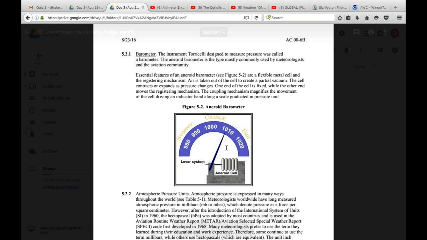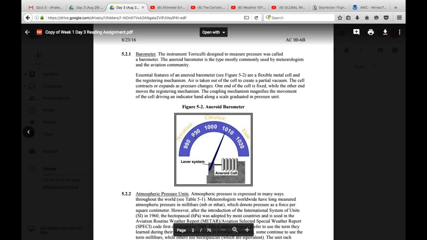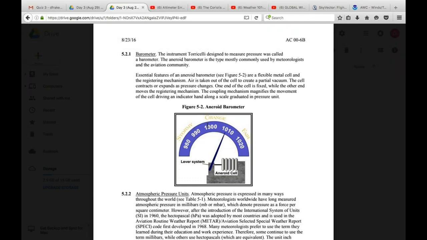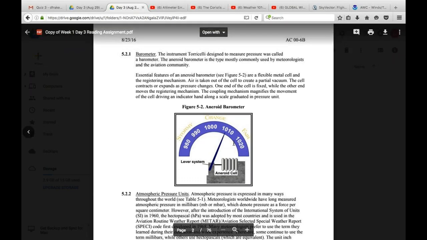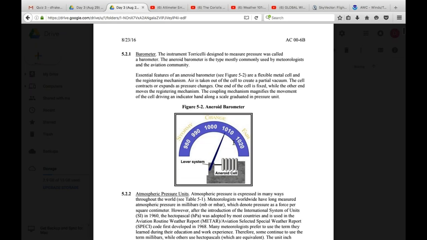So think of it almost like a balloon that has a constant pressure in it, and it's going to either expand or contract based upon what the pressure of the air is. And then this needle is going to read, in a sense, how big or how small it is, which is a measure of the pressure.